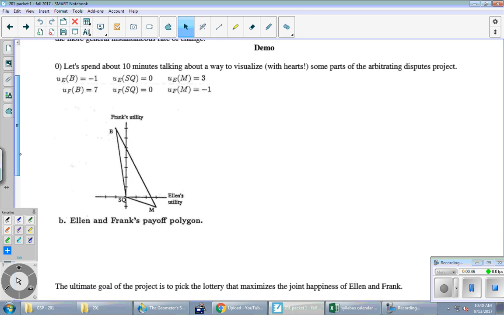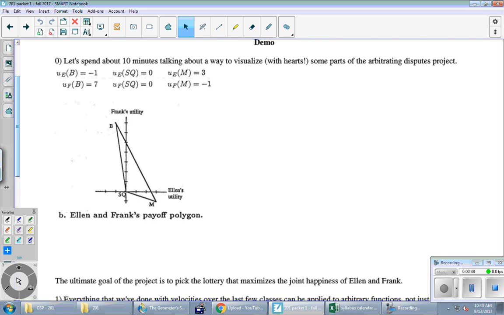Remember, the setup of this problem is that we have two people, Ellen and Frank, and they have to decide what they're going to do on their vacation. The choices are go to the mountains, go to the beach, or stay home. Stay home is abbreviated SQ for status quo, which means keep everything as it is. They have assigned numbers to their preferences, and then we have shifted them so that the status quo goes to 0. We just translate by adding or subtracting so that they both agree on the status quo. We'll call it 0, and then we'll look at the other numbers and analyze.